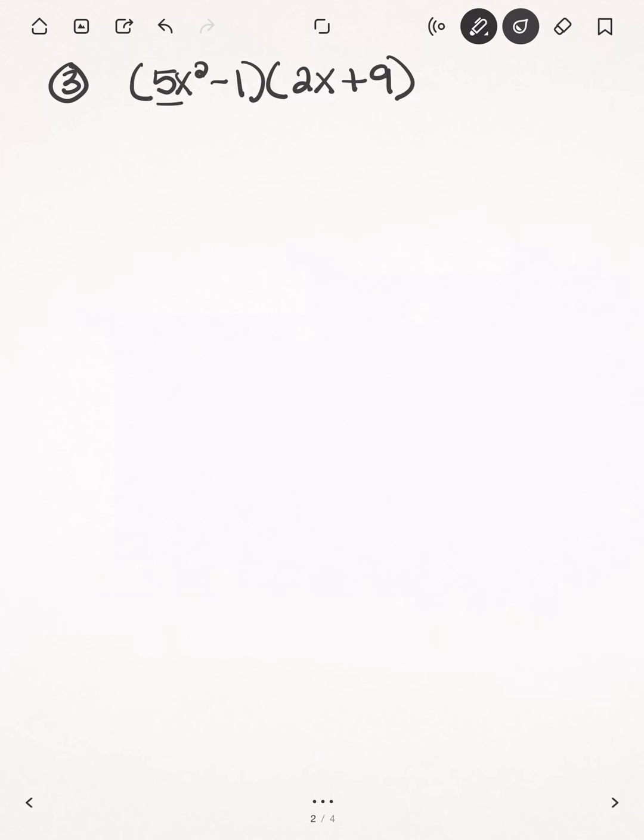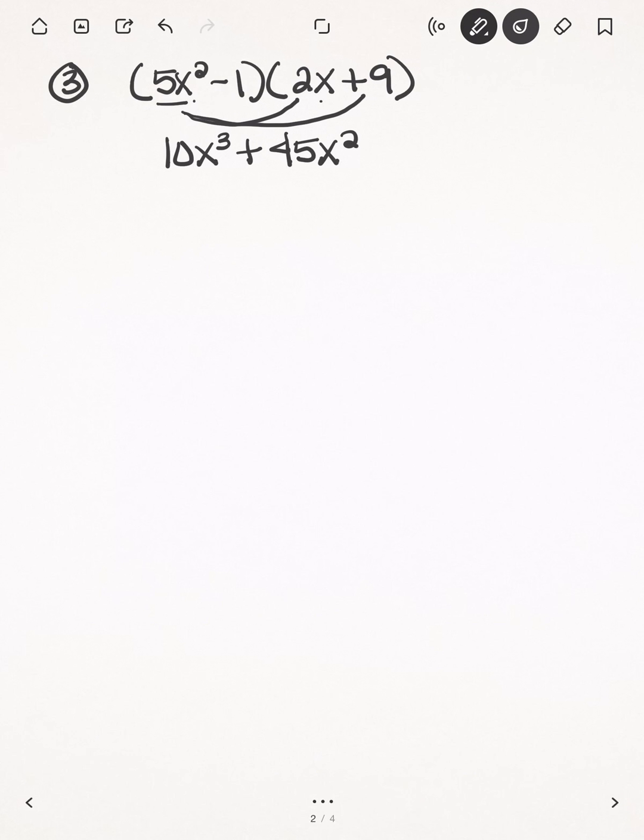So I take my 5x squared, and I'm going to multiply it by the first term in the second parentheses. So there I get 10. And how many x's do I have? I have 2 x's here and 1 x here. I have a total of 3 x's. When I multiply like bases, I add those exponents. Then I take my 5x squared and I multiply it by the second term in the parentheses, and that would give me 5x squared times positive 9 would be positive 45x squared.